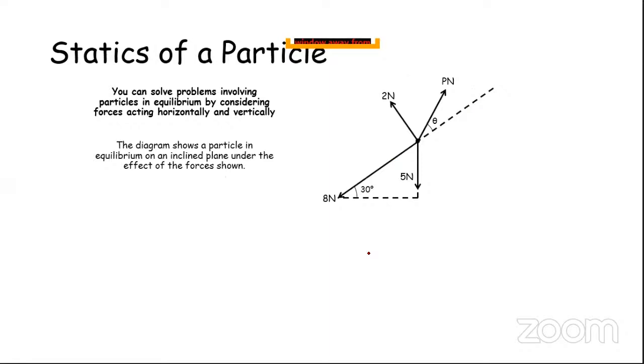Then we now go to a situation where we have one that is inclined at a certain angle to the horizontal. So this one is inclined at an angle of 30 degrees. And it is acted upon by this 5 Newton, the 2 Newton, and the P Newton. The P Newton is acting at an angle theta to the incline. So likewise here, we are going to begin by resolving.